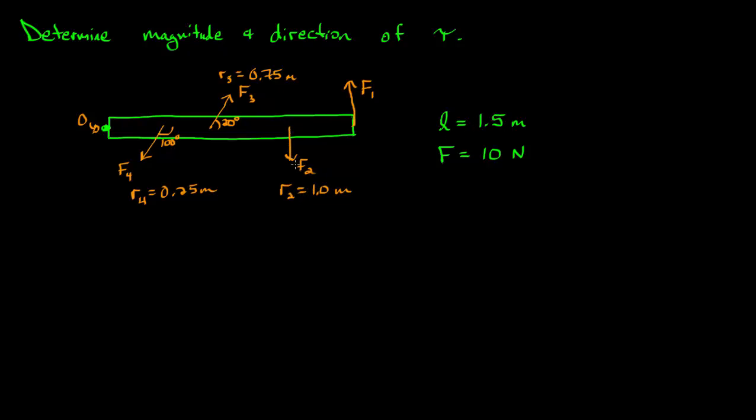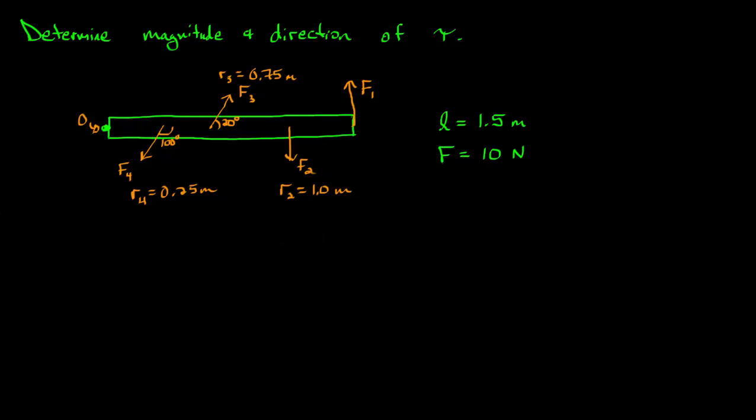So force 2 is applied in this direction at 1 meter. Force 3 at this location, which is at 0.75 meters and 20 degrees. And then force 4 at 100 degrees at 0.25. So determine all of these torques. Go ahead and pause it, give it a try, and then I'm going to do it.